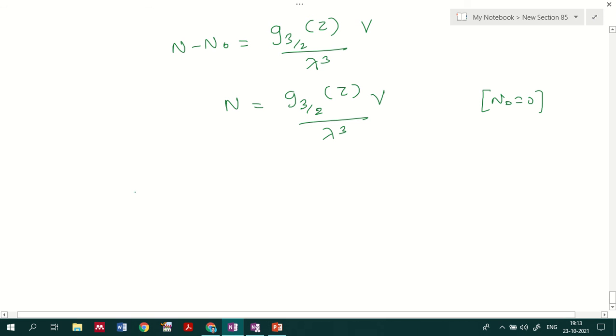If I write PV by N, we have already seen what PV is. So PV by N will be equal to kT into g_{5/2}(z) divided by g_{3/2}(z). So this is what you will be getting for PV by N.